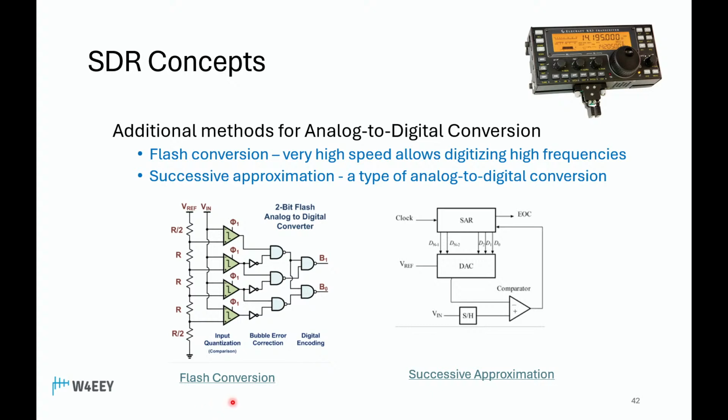Wikipedia has some mind-bending articles on both of these technologies if you want to learn more about it. The other one is called successive approximation, another type of analog to digital conversion. There's a block diagram of how it works in an article if you want to learn more.